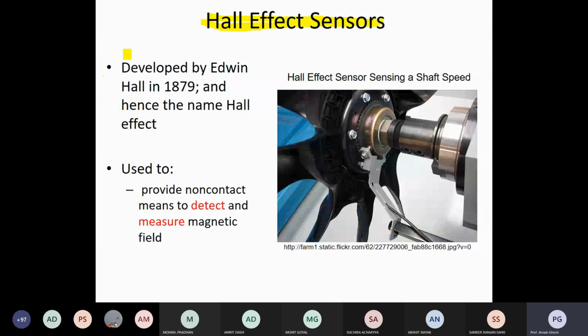It is used to provide a non-contact means to detect and measure the magnetic field. Normally it provides isolation, magnetic isolation. Optical sensors are used for optical isolation, while this provides magnetic isolation. We can use them directly: the optical and Hall effect sensors are directly connected to our electrical circuit.